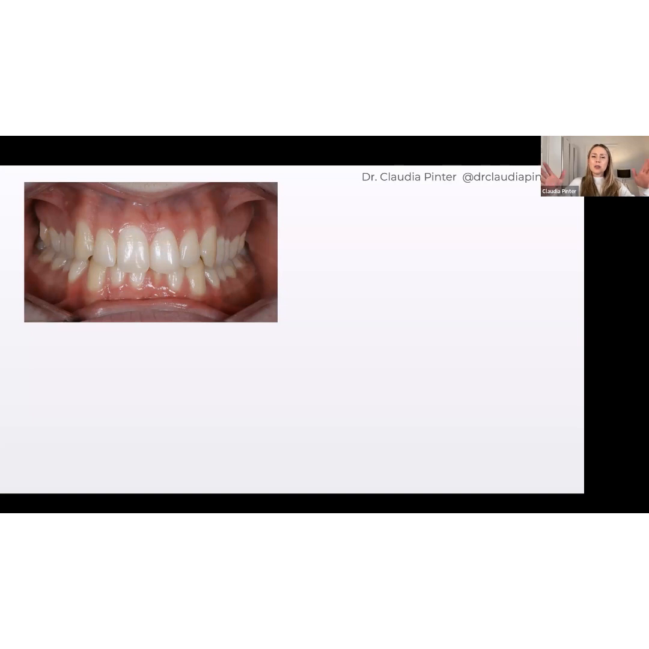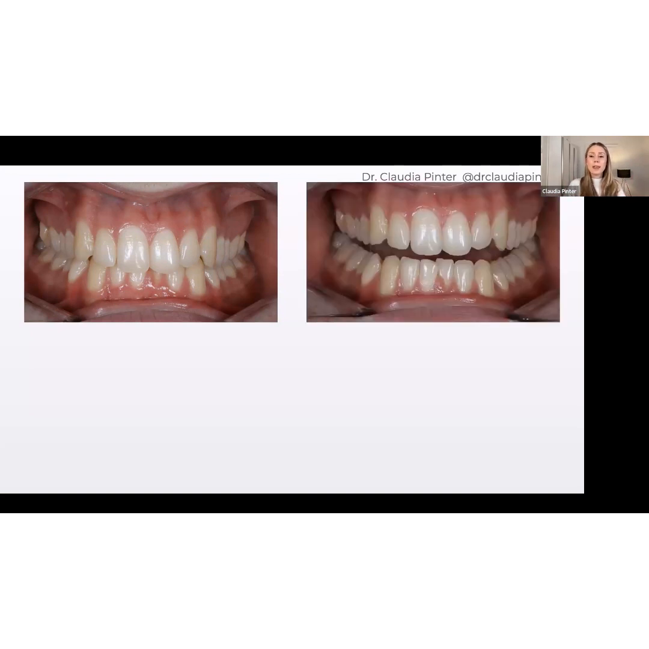You can already assume some crowding in the lower arch. And also note how narrow the upper arch is, how there's a constriction in the area of the premolars and first molars. Here's the picture slightly opened. I highly recommend to take this record because it shows you the incisal edges and the wear. And here you can see that there's a lot of wear going on in lower incisors.